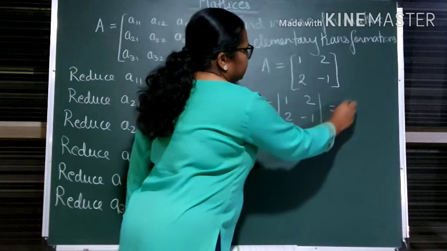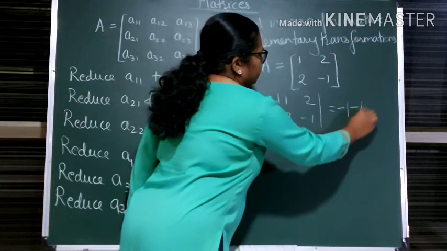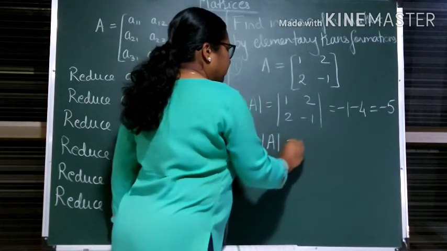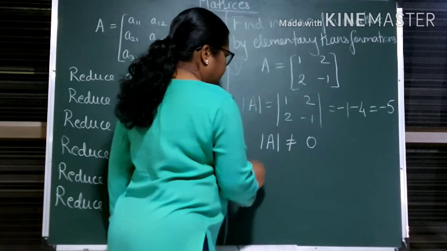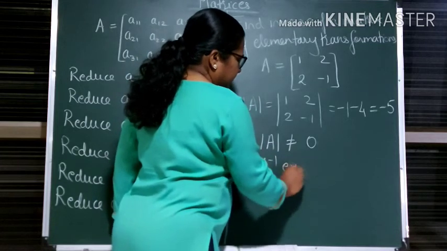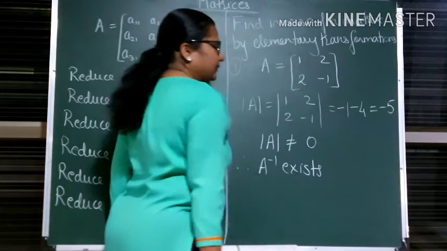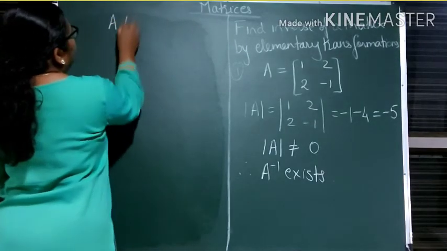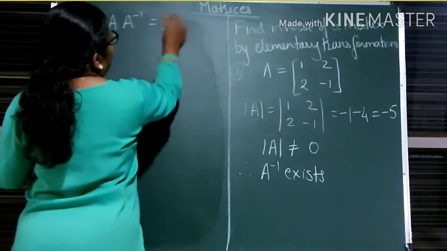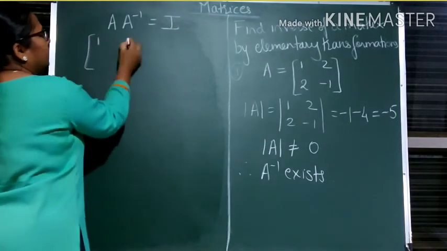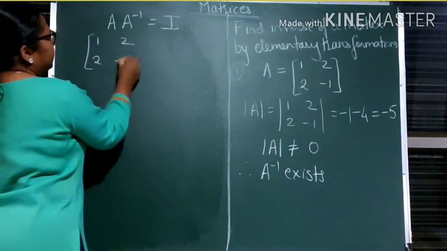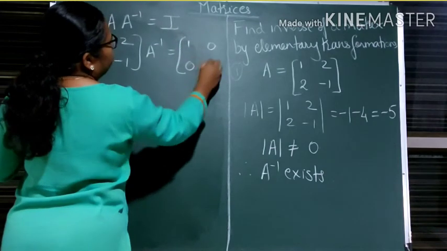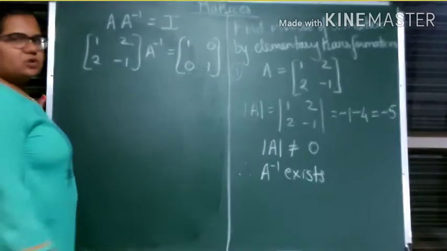1 into minus 1 is minus 1, 2 2s are 4, so minus 4, which is equal to minus 5. Here you can see determinant of A is not equal to 0, therefore A inverse exists. Now we will use the definition of A inverse. A into A inverse is equal to I. What is the matrix A? 1, 2, 2, minus 1 into A inverse is equal to I. We have to take I of the same order as A, that is order 2.